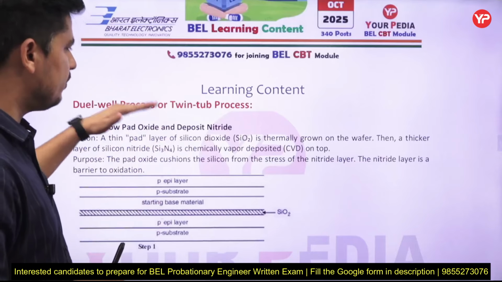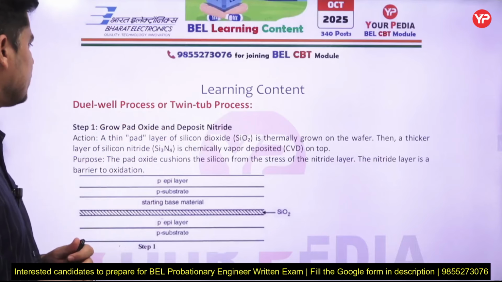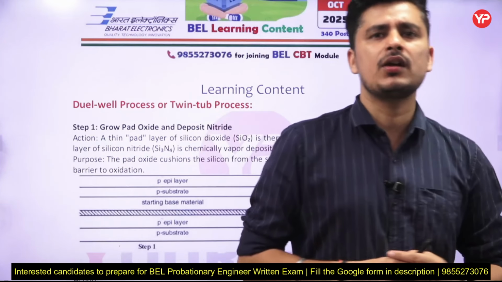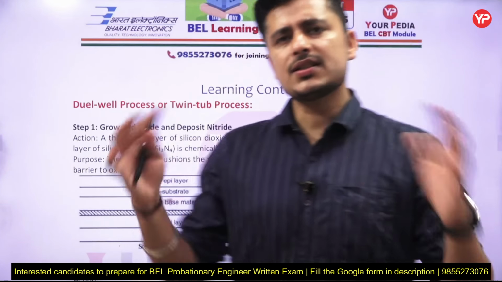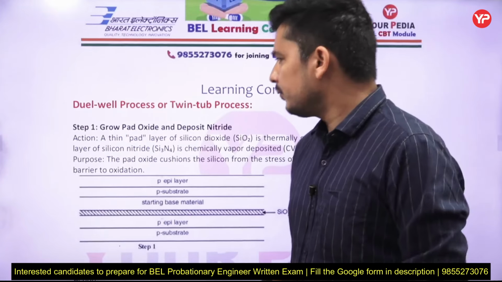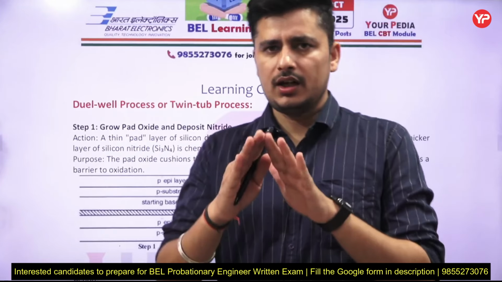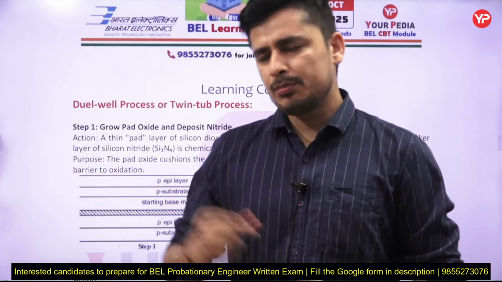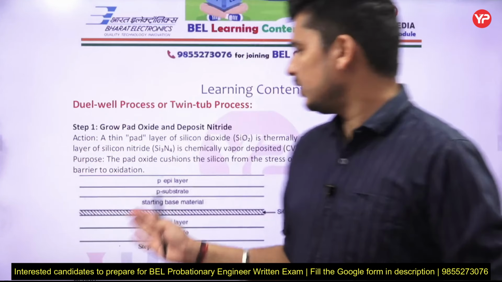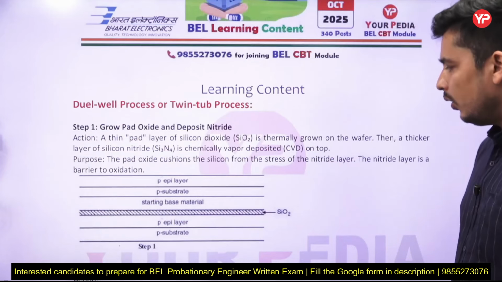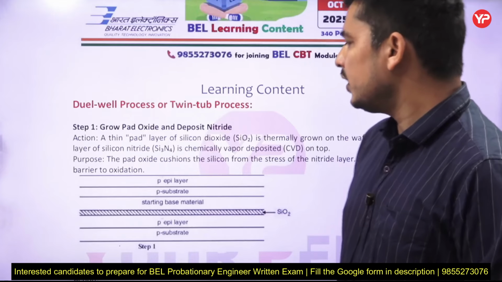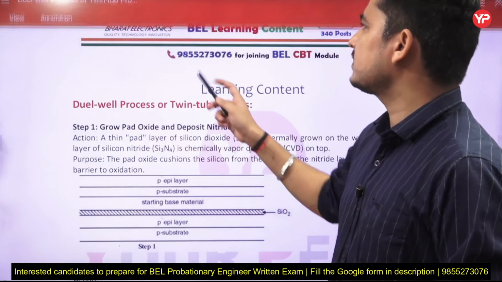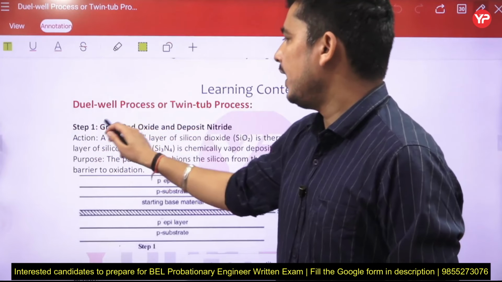So today I am going to discuss an important topic, the dual-well process and twin tube process. This is the process to make a CMOS inverter on a single chip. First we have a substrate. If you are making PMOS and NMOS on a substrate, we generally choose a P-type substrate. On the P-type substrate we grow an oxide, that is, a SiO2 layer.